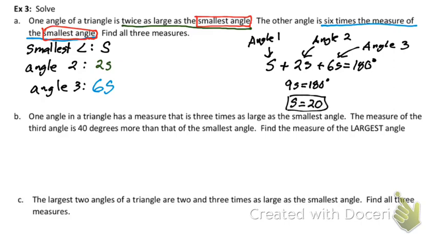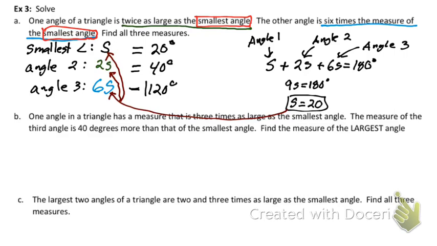Now I am going to note that it did say that you're supposed to find the measure of all the angles. So all you have to do is take that 20 and plug it in for all of your S values over here. So my smallest angle is going to be just S, which is 20 degrees. My second one is going to be 2 times S, which is 2 times 20, which is 40 degrees. And 6S, so 6 times 20 is going to be 120 degrees. Not a bad idea to make sure those add up to 180. So we have 20 plus 40 is 60, plus 120 equals 180. It's looking good.